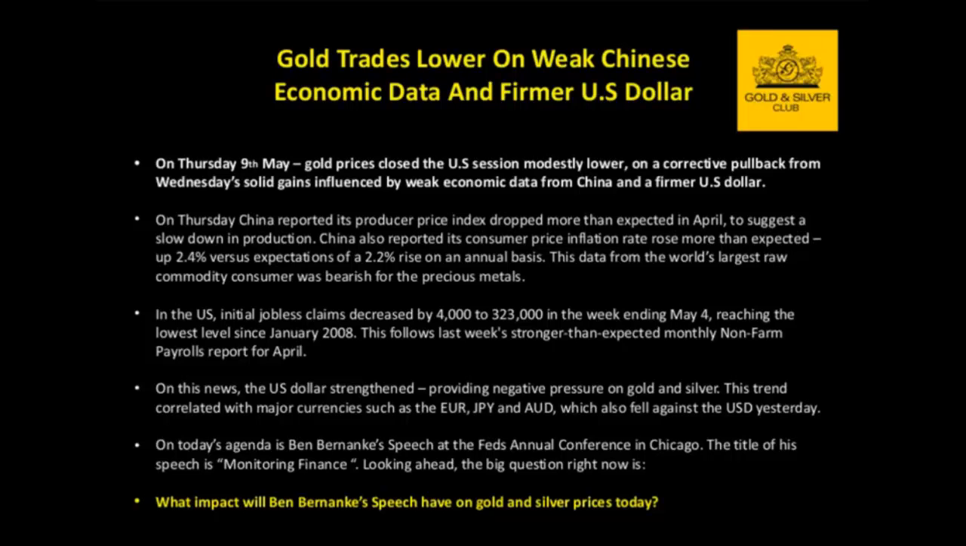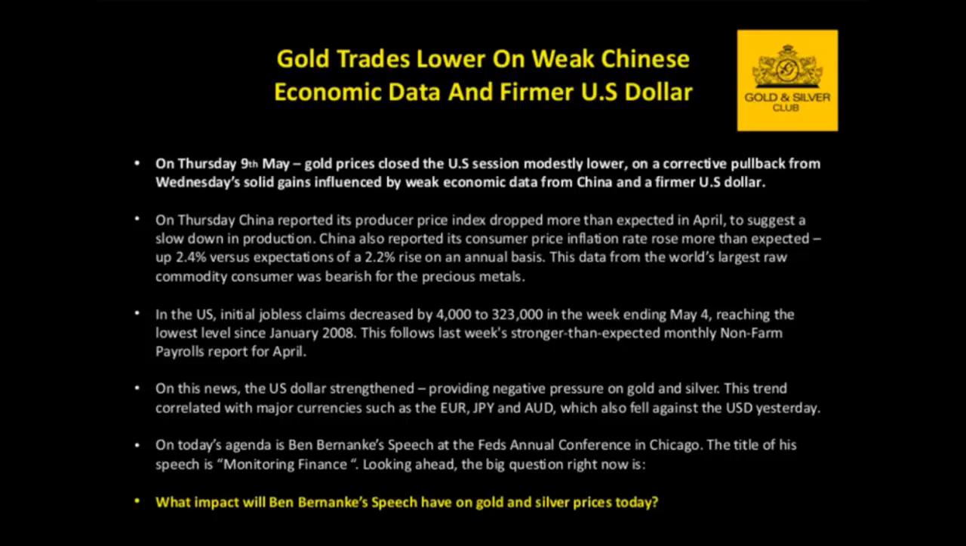On Thursday, China reported its producer price index dropped more than expected in April to suggest a slowdown in production. China also reported its consumer price inflation rate rose more than expected, up 2.4% versus expectations of 2.2% on an annual basis. And that data from the world's largest raw commodity consumer was bearish for the precious metals. We've since seen a sell-off on the metals from the 1476 markers where we found resistance, and the price has just reversed from there, which was a level of resistance which worked out quite nicely for those of you who day trade gold.